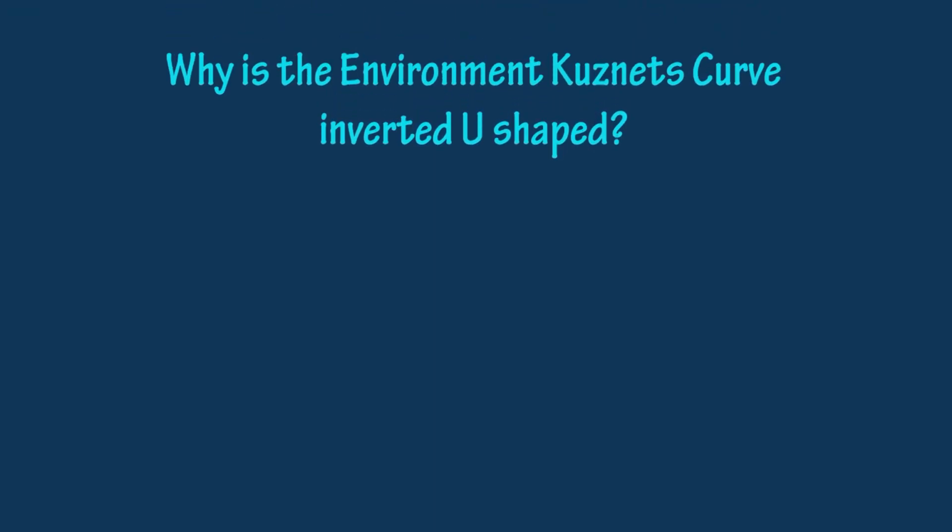I hope this analysis is clear to all of you. So what have we learned? We have learned about the Environmental Kuznets Curve. The question that you might be asked is, why is the Environmental Kuznets Curve inverted U-shaped? I hope you will be able to answer this without any problem.